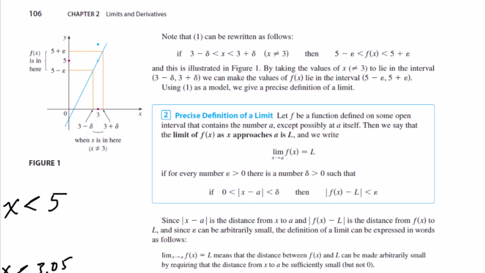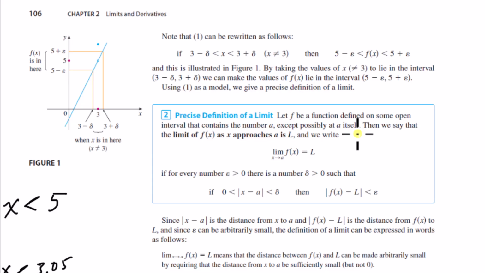So, but okay, let's read the precise definition of the limit first. So let f be a function defined on some open interval that contains the number a, except possibly at a itself. All right, so we have a function and some input value a. And we're saying that the function is defined on some open interval around a, so on both sides of a. But what the function does at a itself doesn't matter.